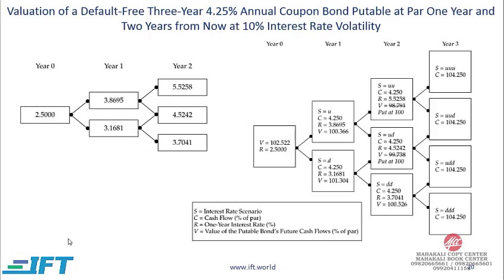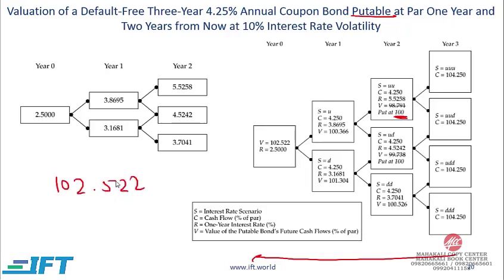Now we look at the valuation of a puttable bond. The idea is exactly the same, except if the value is less than 100, then we write up to 100 because the bond is puttable at 100. So we use the same backward induction process. Wherever we see something less than 100, we write up to 100 and come back and get this value of 102.522.